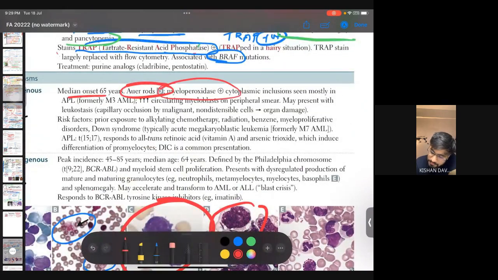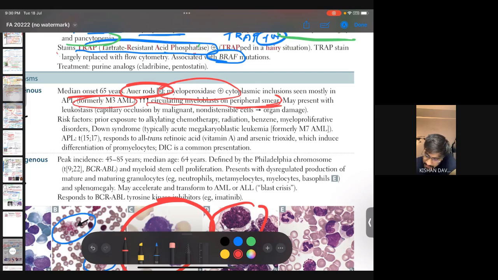Myeloperoxidase positive. Most commonly they ask about M3 AML. When you were studying for NEET PG or some other exam, there are so many classes of AML: promyelocytic, megakaryocytic, 1, 2, 3, 4, so many things. They won't ask all those over here. So just remember M3 AML, increase in circulating myeloblasts on peripheral smear.